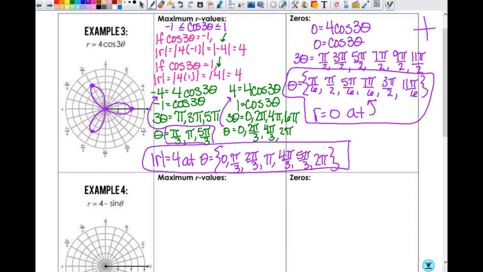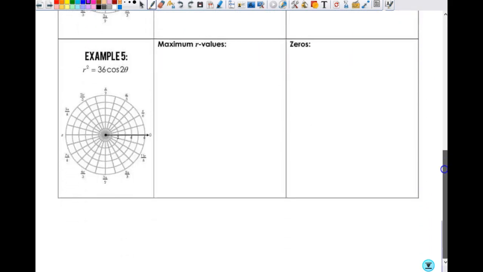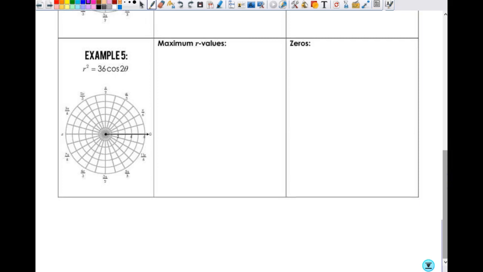All right, I'm going to get you started on the last one, just because it starts a little bit different, and then I'm going to have you work through it. So we're going to start with our maximum R values.